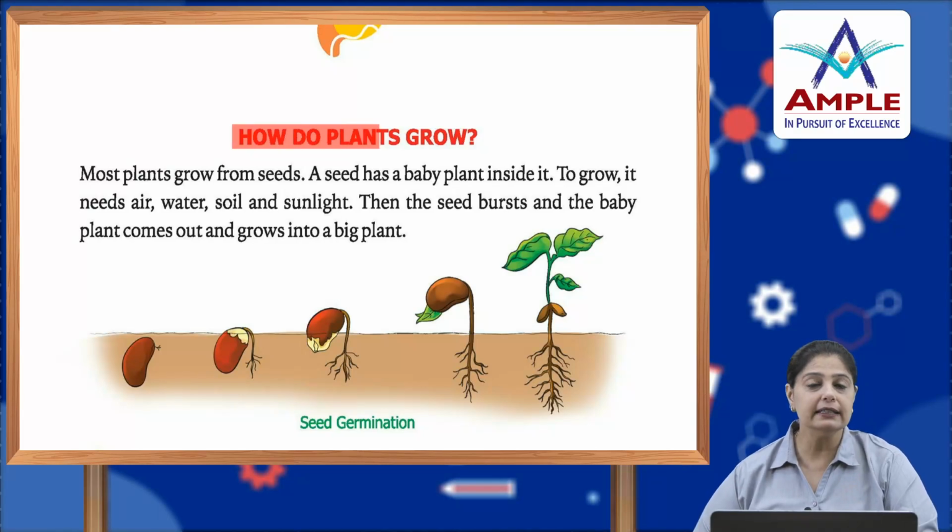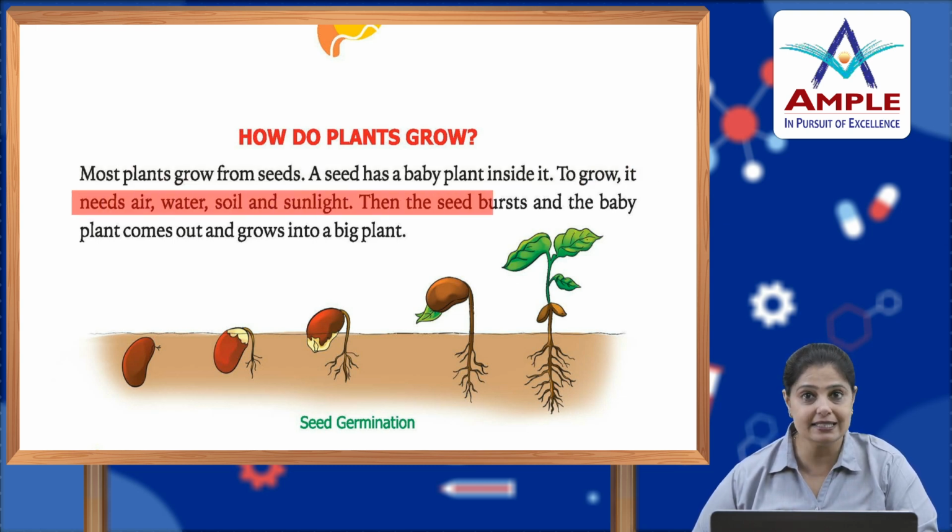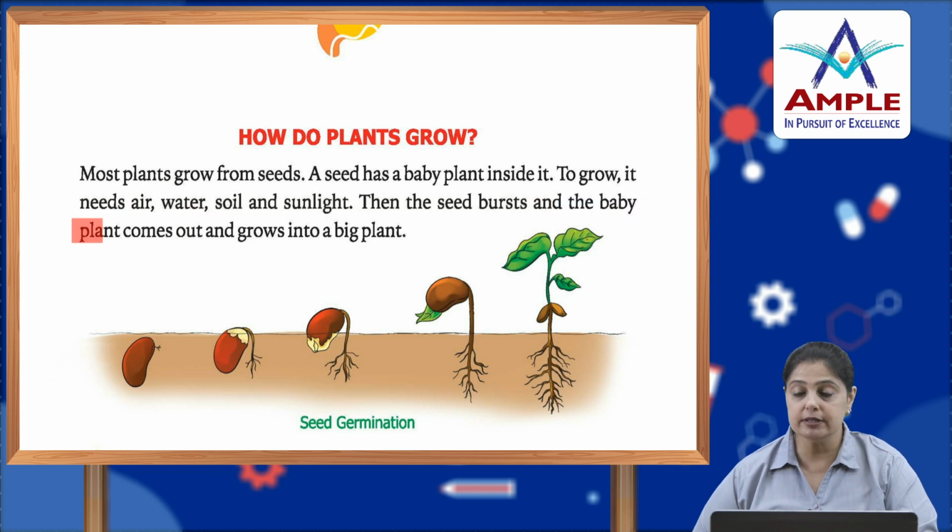Now, let's look at how plants grow. Most plants grow from seeds. A seed has a baby plant inside it. To grow, it needs air, water, soil and sunlight. Then the seed bursts and the baby plant comes out and grows into a big plant.